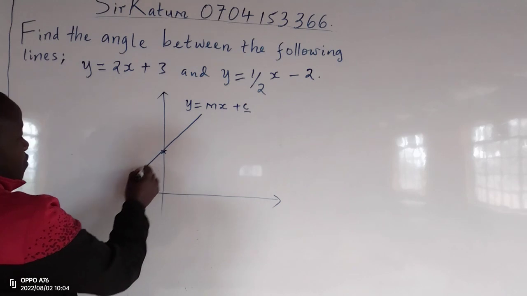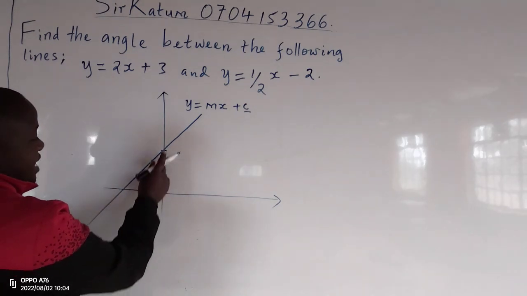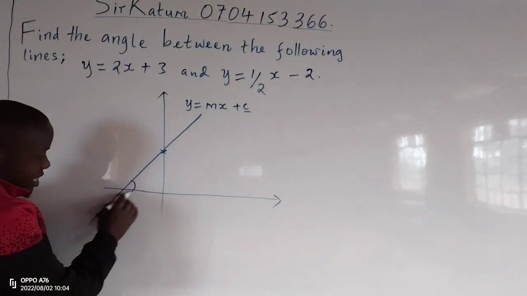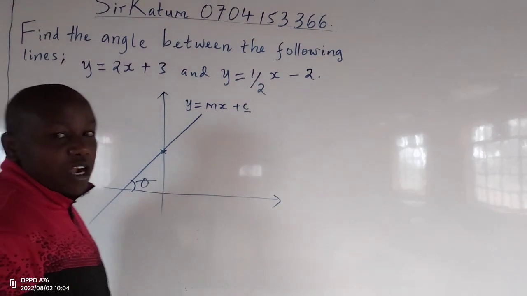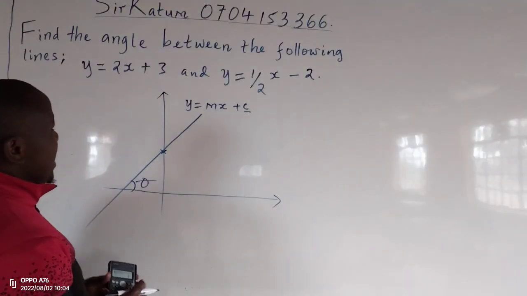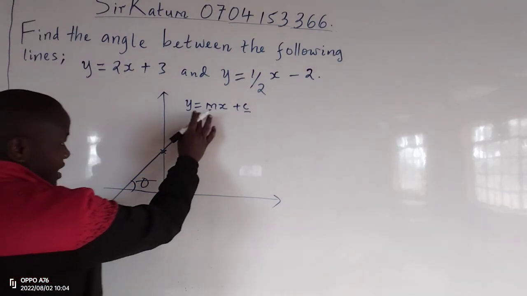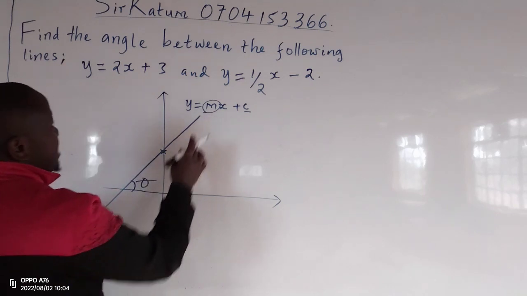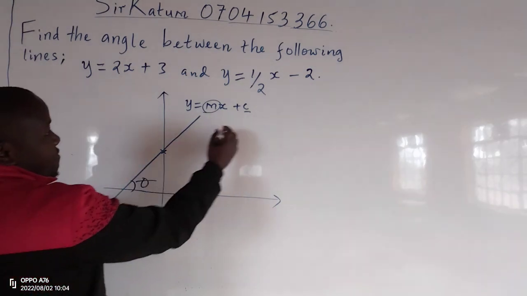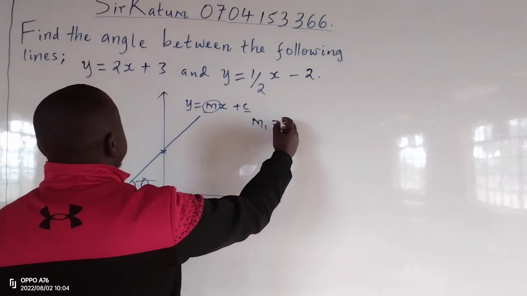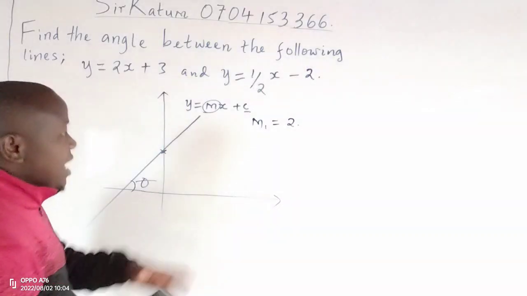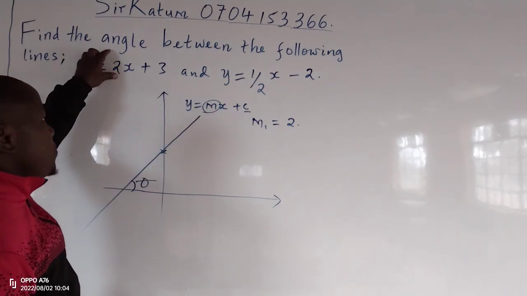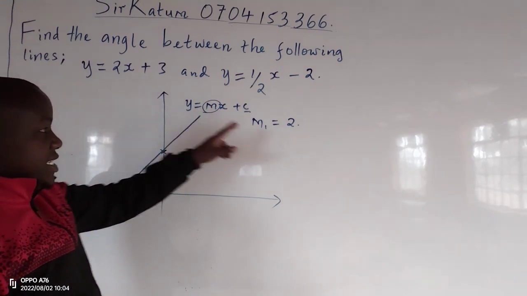Therefore, this straight line will cut the y-axis in such a manner. That means this line is going to make a certain angle with the x-axis. From the same general equation, the value of m, the coefficient of x, gives us the gradient of the line. So for the first line, the gradient is 2.